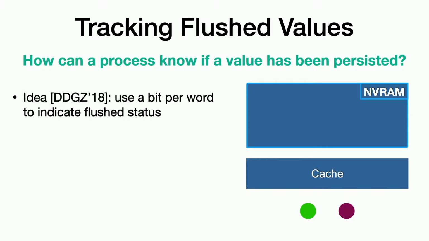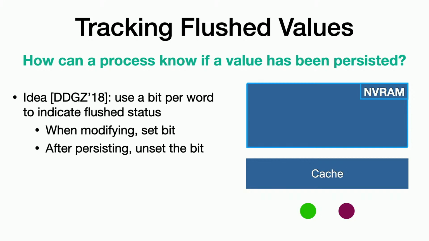It said, well, we're going to take a bit in each word, and we're going to basically use it as a flag for whether this needs flushing or not. So whenever we modify that word, we set that bit. So the flag says now, okay, this word has been modified but not flushed. Then we persist it, we flush it, and after that we come back to the word and we do another compare and swap to unset the bit. Okay, and then if you see that the flag is off, you don't have to flush it.